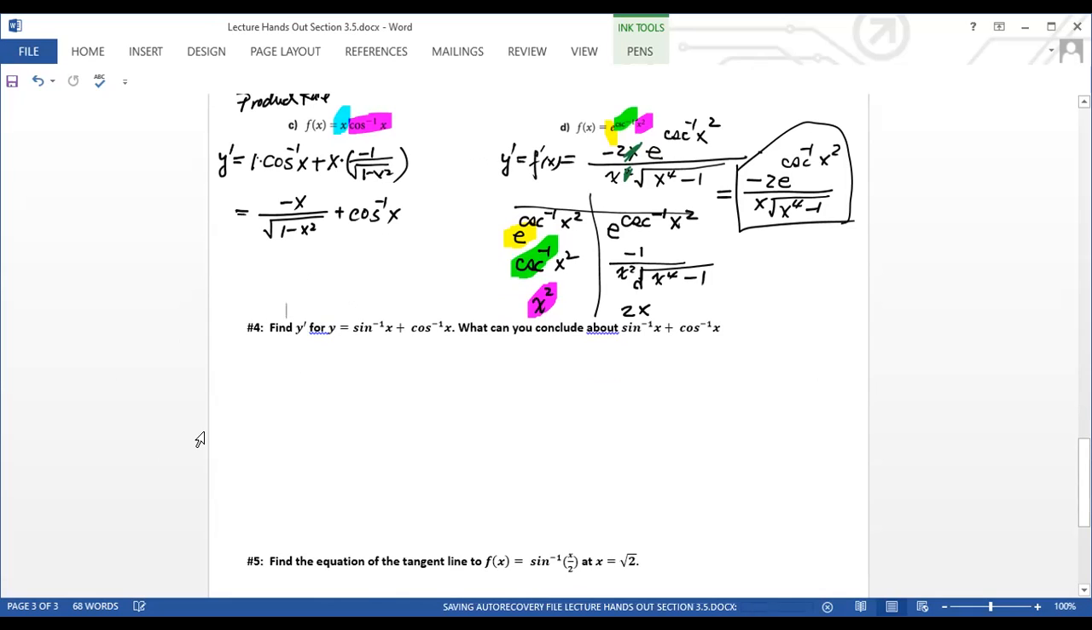Okay, so let's take the derivative. I know y is equal to this, so I can just say y prime is equal to the derivative of the arcsine plus the derivative of the arccosine. We just use the formula we have. The derivative of arcsine is 1 over the square root of 1 minus x squared, correct? Then the derivative of arccosine is negative 1 over the square root of 1 minus x squared. So I have y prime equal to zero here, right?